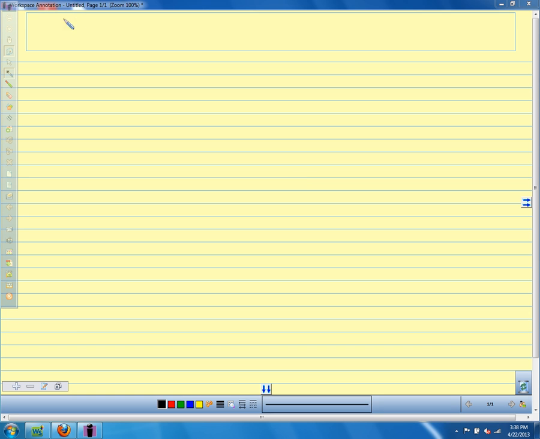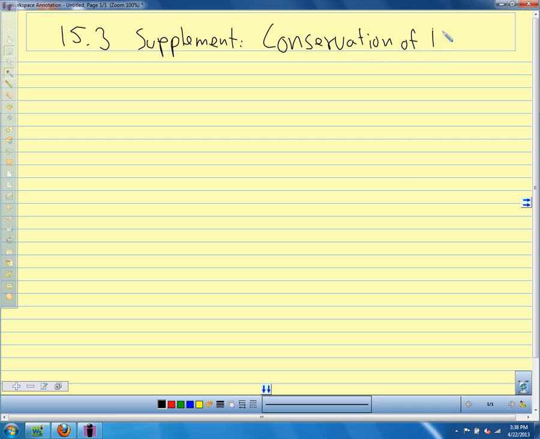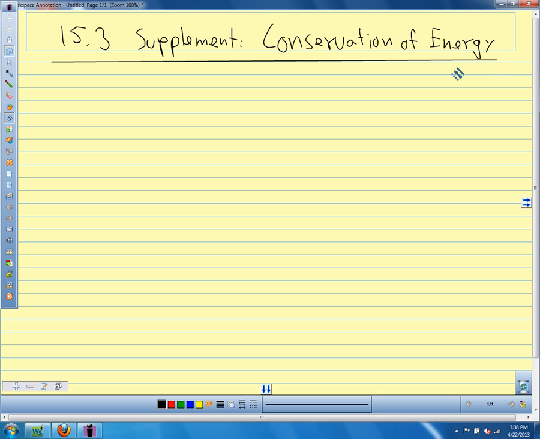All right, we're going to do a 15.3 supplement, and we're going to derive the conservation of energy. Like I mentioned in class today, we've been talking about conservative fields, and we might wonder what they conserve.